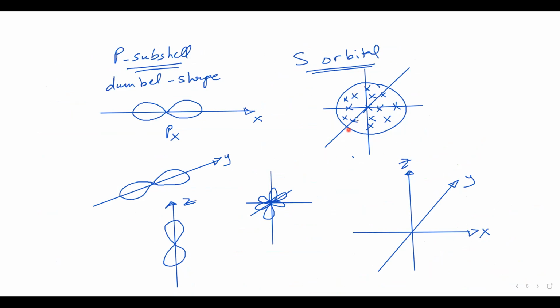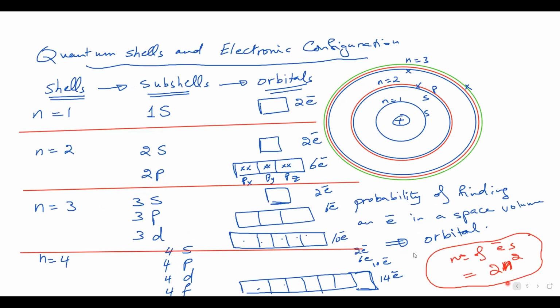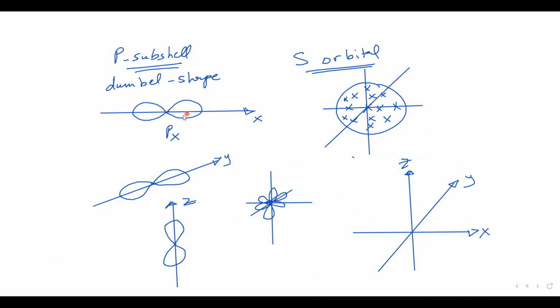Okay? When they ask you to draw the p shape, you draw a dumbbell shape, either along the x-axis or the y or the z. We have 3 of them. But when they ask you to draw the p subshell, draw one of them only. You don't have to draw the 3. And the p subshell, which has the 3 p orbitals, represents the probability of finding an electron in the p subshell. It could be in any place here or there, or here and there. These drawings are the probability of finding an electron.